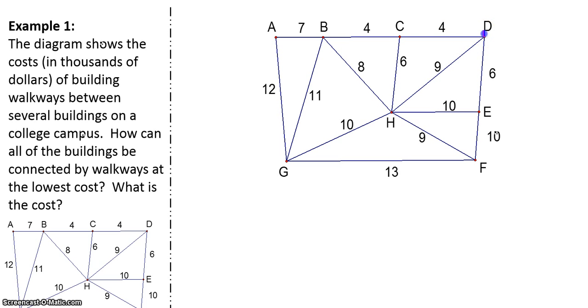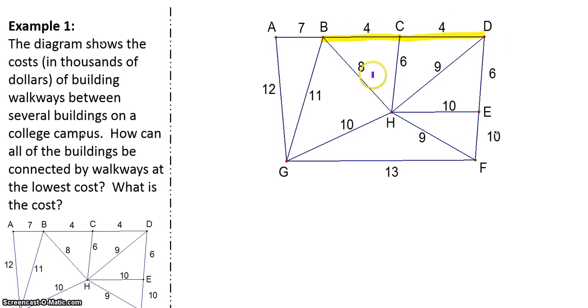So I'm going to build this walkway from here to here and from here to here. Those are my least expensive ones. Now you always look: I haven't created a circuit because I can't get from B back to B. I can get from B to C and C to D or the other way around, but that's as far as I can go.